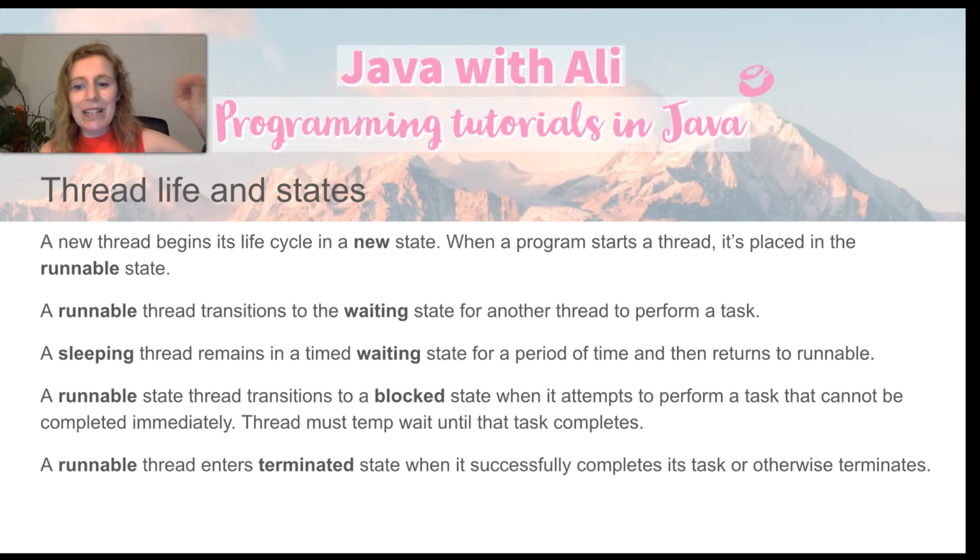If they're on the treadmill and it's blocked, that means they're standing on the treadmill, no other runner can go on that treadmill, but their two legs are on the side. That is now a blocked state. Then you have terminated. I've now finished my run, I'm going home. That is when the treadmill is now free and the person is gone. So there are your thread life cycle and states in analogy form.